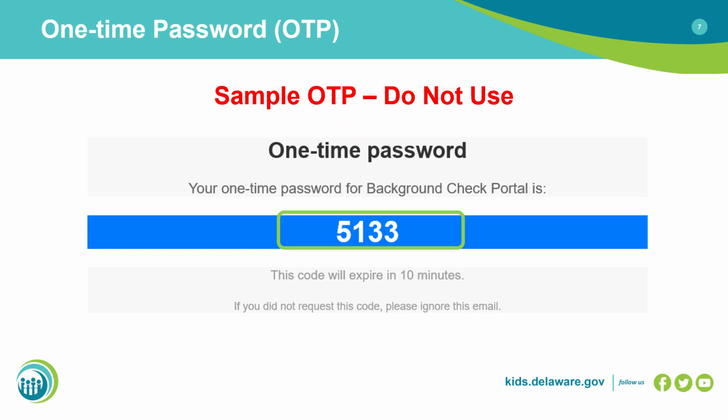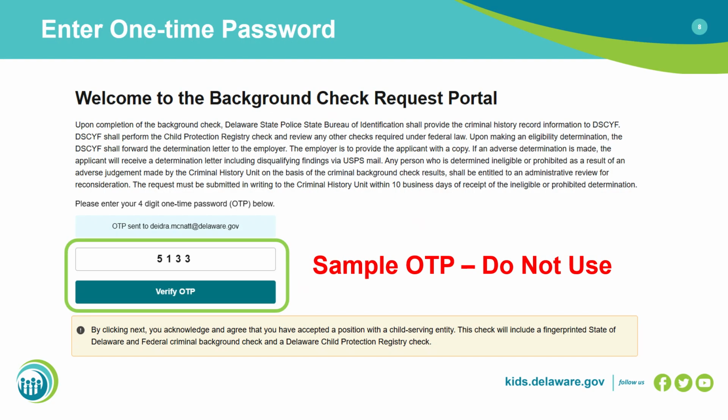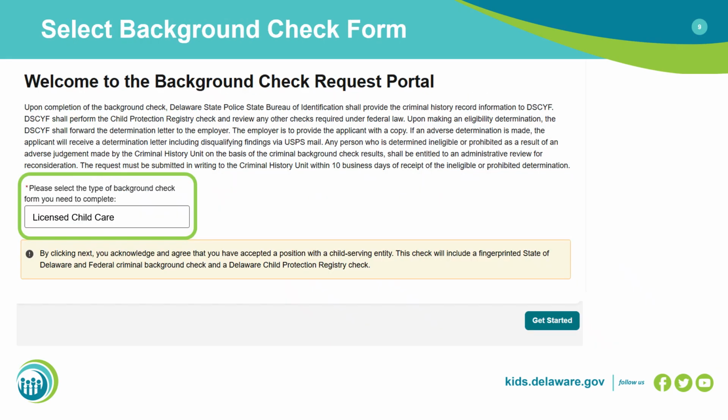Upon clicking Send OTP, a 4-digit password is sent to the email address entered. Return to the home page, enter the one-time password, then click Verify OTP. Select Licensed Childcare from the Choose Item drop-down list, scroll down, then click Get Started.